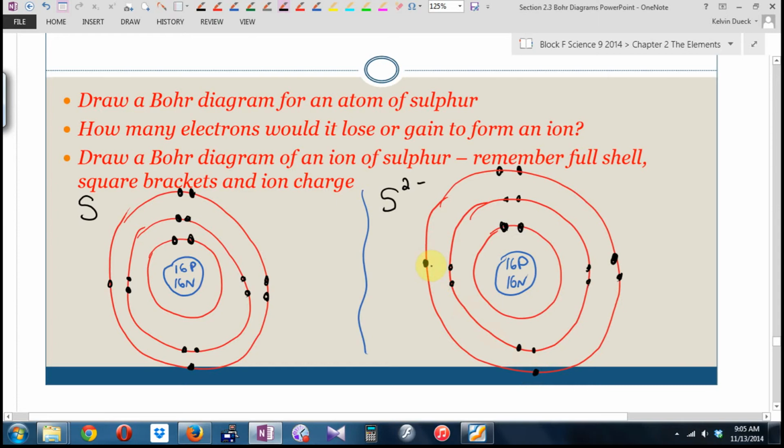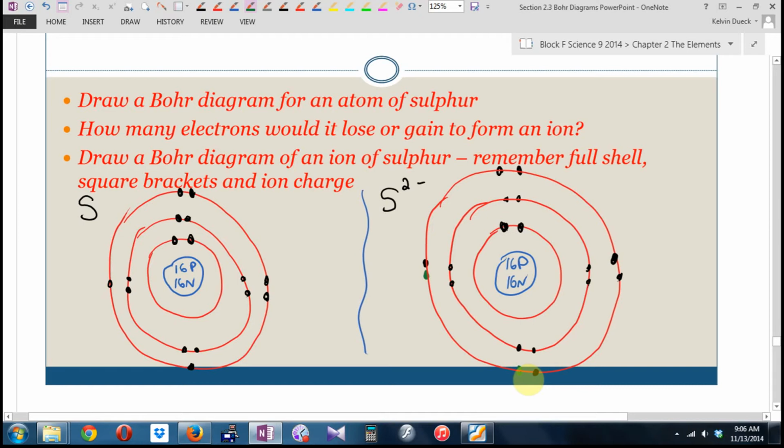This is not stable. It wants a full valence shell. How many electrons does it need to gain to get a full valence shell? 1, 2. Can you see it from the picture? So I'll do them in a different color. You guys don't need to, but I'll just show you. It has now gained 2 more electrons. So there's 1 there, 1 there. Now it's happy. Now where did it get those electrons from?